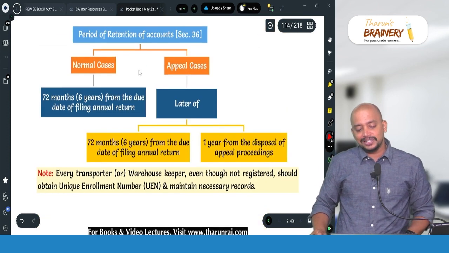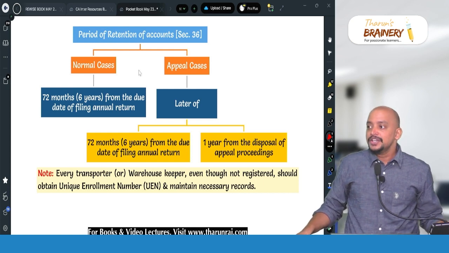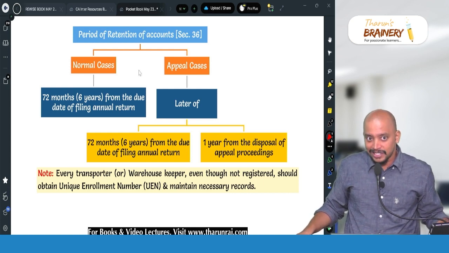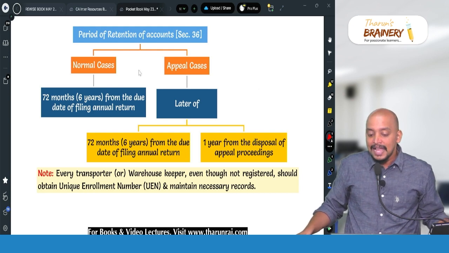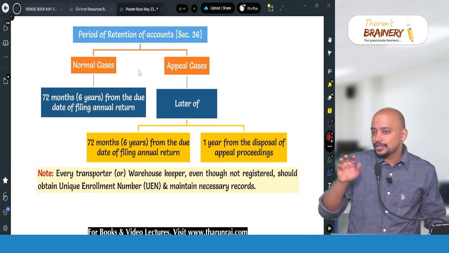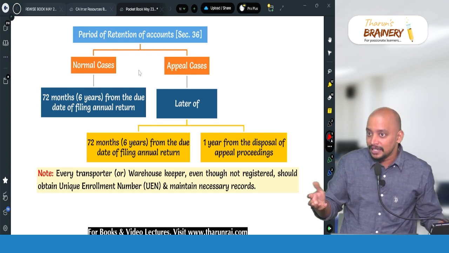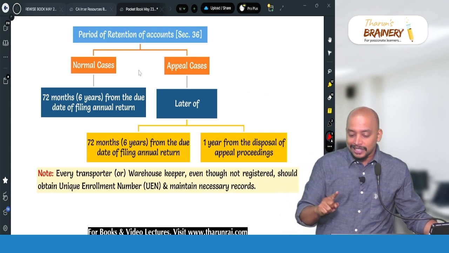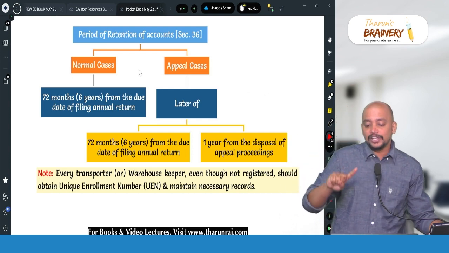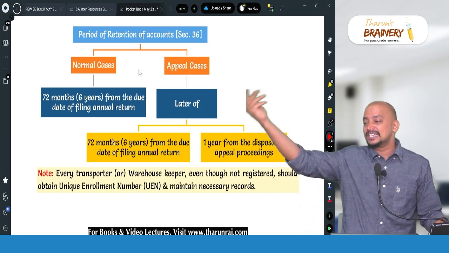And as per section 36, for what period do we need to maintain the accounts and records? We need to maintain the accounts and records for a period of 72 months from the due date of filing the annual return. So 6 years, you need to remember it as 6 years. Suppose for a particular financial year you went on an appeal, then in that case 6 years from the due date of filing the annual return, or 1 year from the date of disposal of appeal, whichever is later, not whichever is earlier, whichever is later.